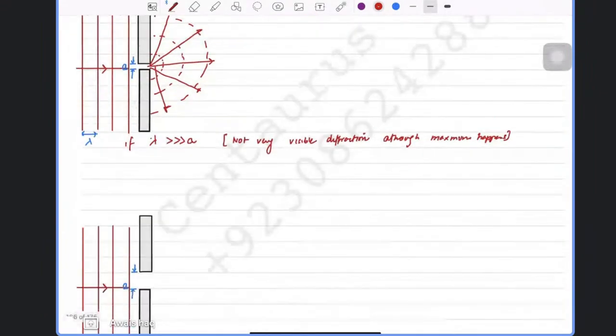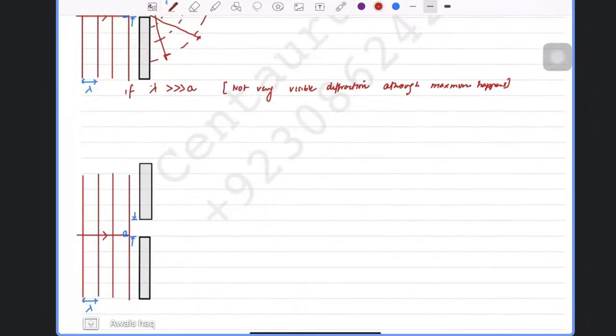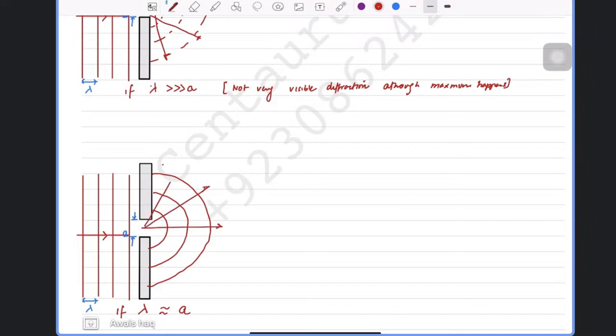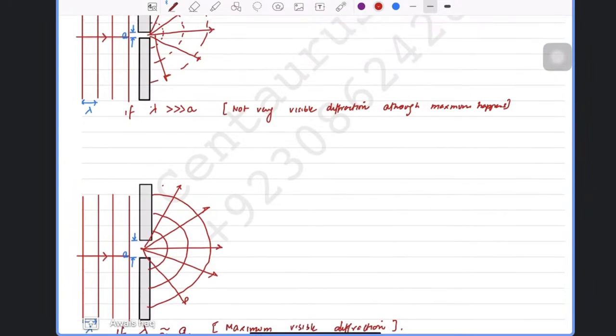The maximum diffraction, however, is done when lambda is approximately equal to A, then you see diffraction clearly and they spread like this. So the waves go this way, and you see everything clearly. So this would be the maximum visible diffraction. So generally we just take it as the maximum diffraction, we look for it. And the upper one, it just loses so much energy because it's passing through a very small gap, so it's not very visually there, so it's not very good. All right, is it clear, everyone? You guys understand this?